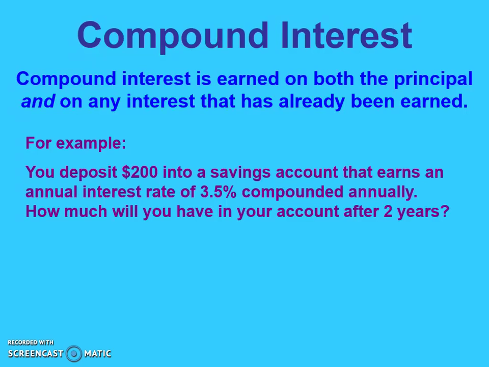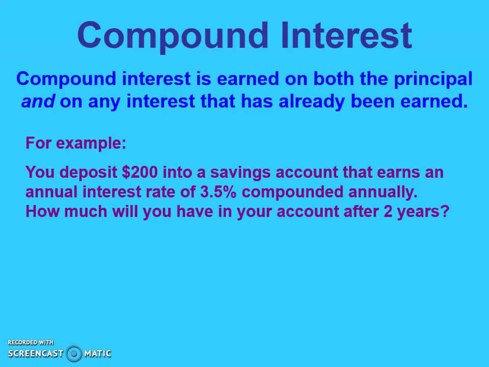So at the end of the second year, when I go to calculate 3.5% interest again, I have a little bit more money in the account that's earning interest. So essentially your interest can earn interest when you have compound interest. So it's usually a little bit more money in the end, but again, it depends on what your interest rate is as far as how much more money it gives you.